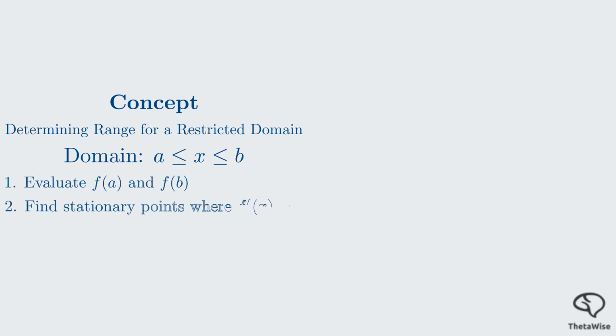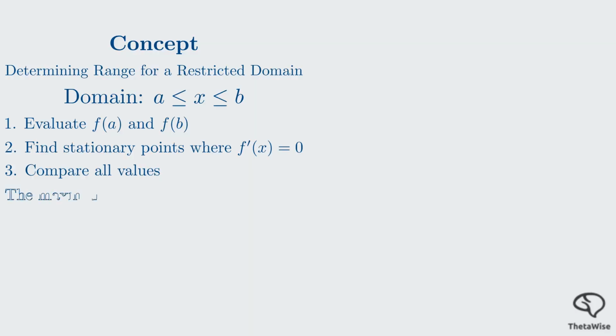Today, we are looking at determining the range for a restricted domain. When the domain is restricted, for example, x is between a and b, we cannot simply look at the vertex. The range is found by comparing the function values at the boundaries and at any stationary points that fall within that interval. Why do we do this?